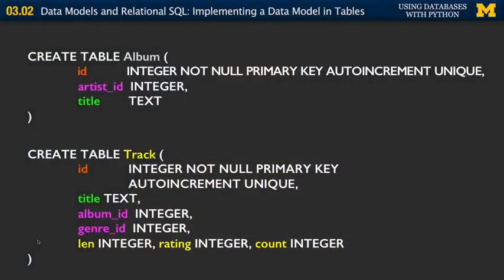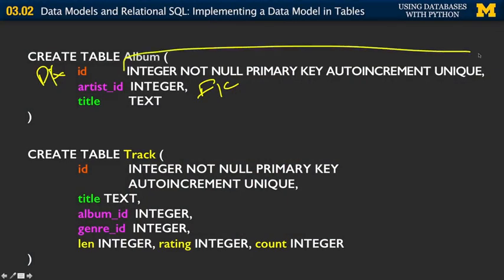So now we're going to create the album table. The thing that's different about the album table is that it is our first example of a foreign key. So this is our foreign key. We've been putting primary keys in every table. For a primary key, pretty much just say this over and over and over again: integer, not null, primary key, auto increment, unique.